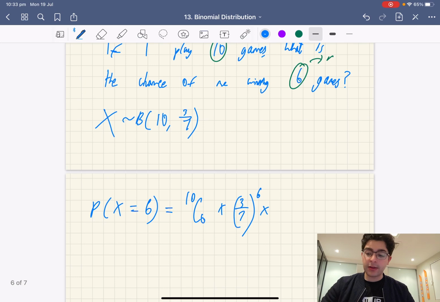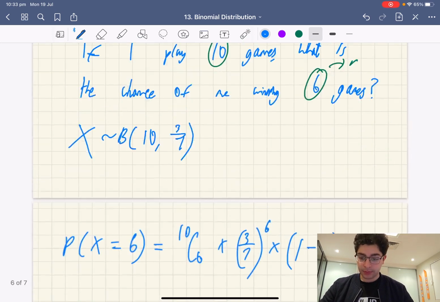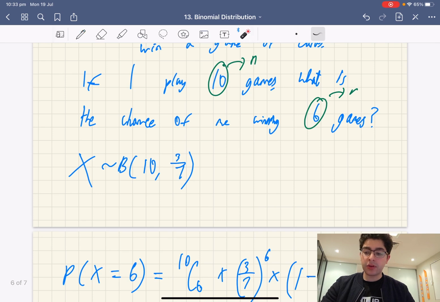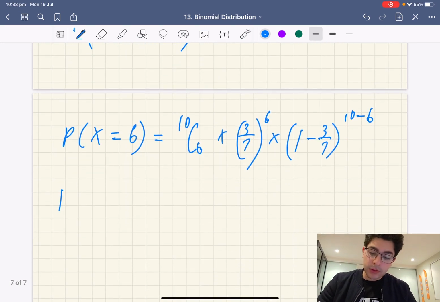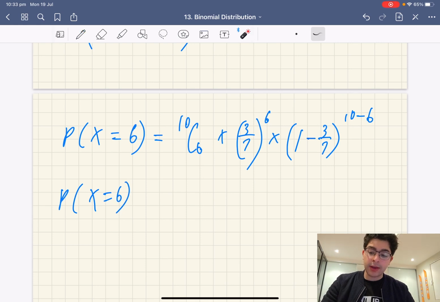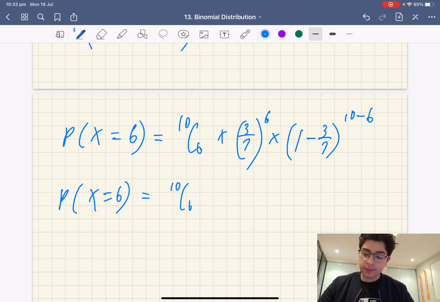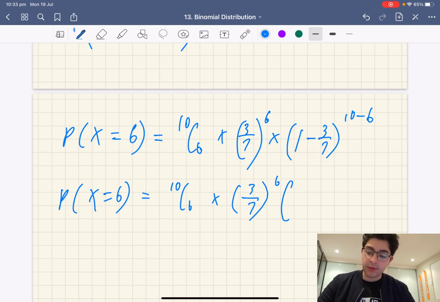The probability of a failure is 1 minus p, which is 1 minus 3 over 7, to the power of n minus r. If we have 10 attempts and 6 successes, that means 10 minus 6 have to be failures, which is 4. So the probability that x equals 6 is 10C6 times 3 over 7 to the power of 6 times 1 minus 3 over 7, which is the same thing as 4 over 7, to the power of 4.